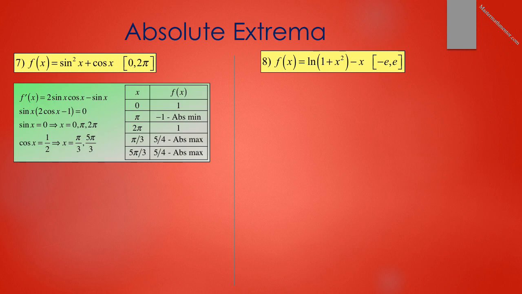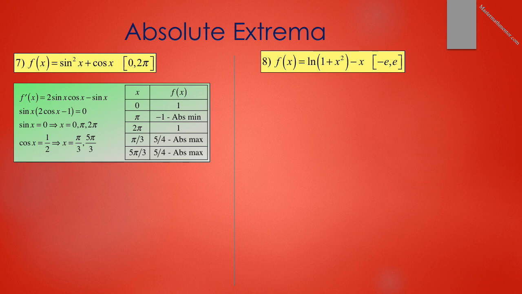7 asks for the absolute extrema for f of x equals sine squared of x plus cosine of x on 0 to 2 pi. We take our derivative, getting 2 sine x cosine x minus sine x. We factor out a sine x times the quantity 2 cosine x minus 1 equals 0, meaning that sine x equals 0, and we have x is equal to 0, pi, and 2 pi. We have cosine x is equal to 1/2, and x is equal to pi over 3 and 5 pi over 3. So there are 5 candidates for absolute extrema.